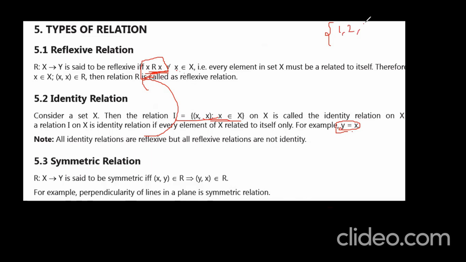Why? Because you take 1, 2, 3, 4. I can write the reflexive relation as (1,1), (2,2), (3,3), (4,4). We observed this example. But this cannot be an identity relation. Why? You see, all identity relations are (x, x). You have to take (x, x) such that x belongs to X, where the ordered pairs are the same. So all identity relations are reflexive, but reflexive relations are not identity. Okay, got it?